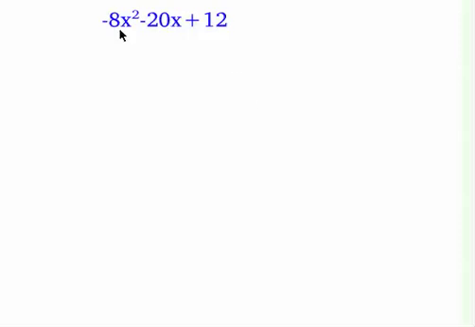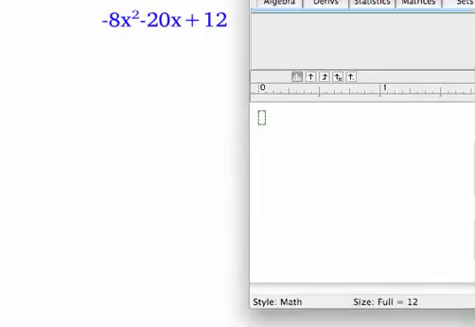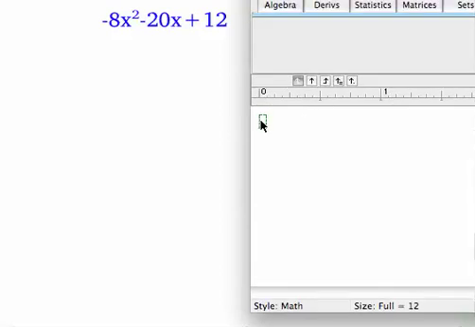Level 9 factoring. This is a trinomial, negative 8x squared minus 20x plus 12, or a second degree polynomial, if you like. And we're going to be factoring this. We're looking first for a common factor, and we have one. I'm just going to show you in this math type window. The common factor is negative 4.